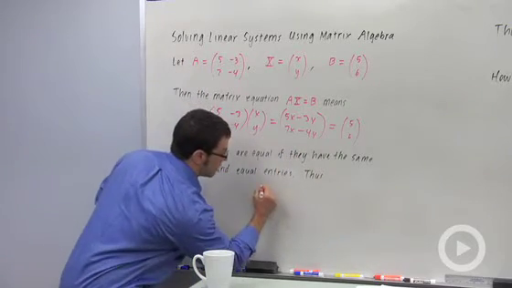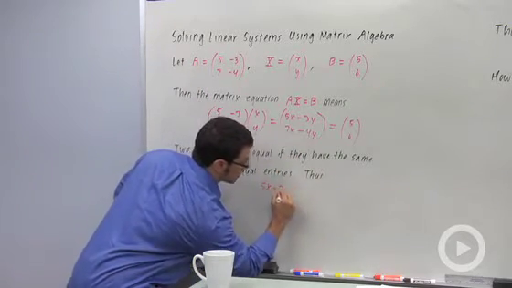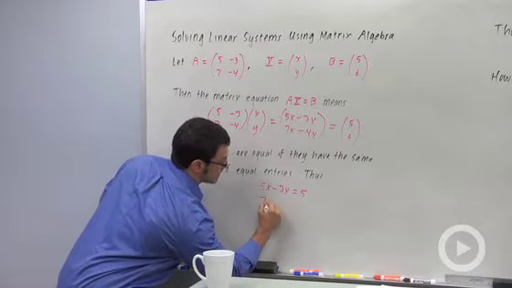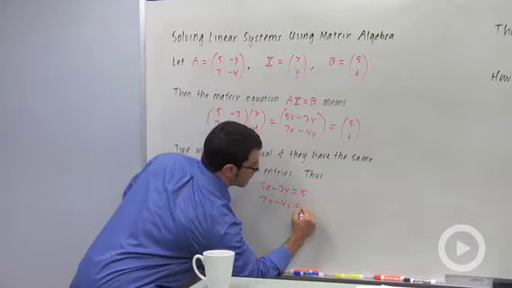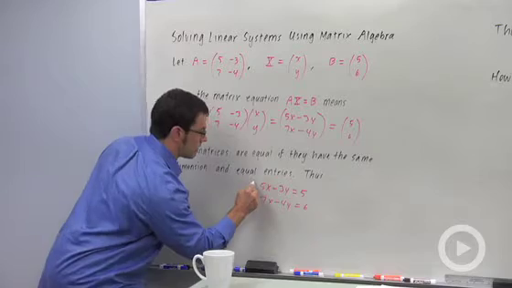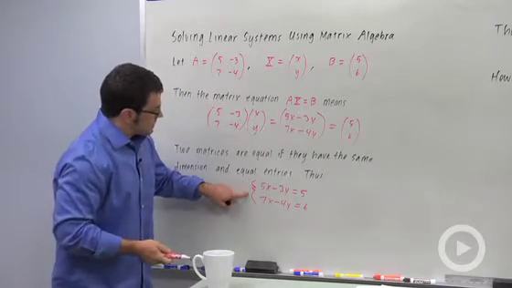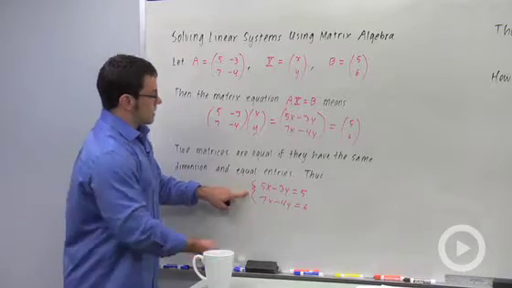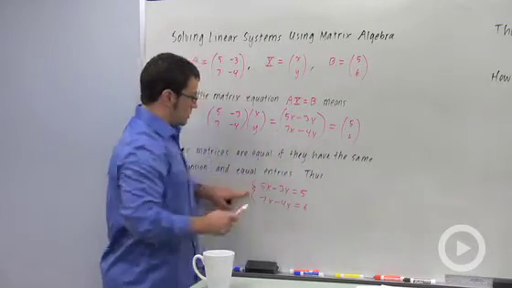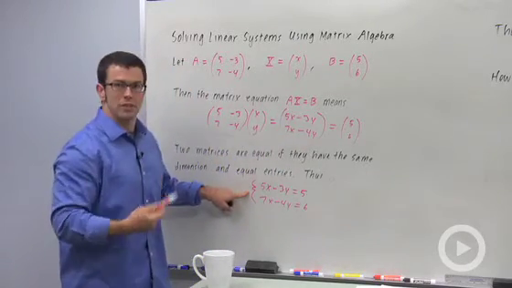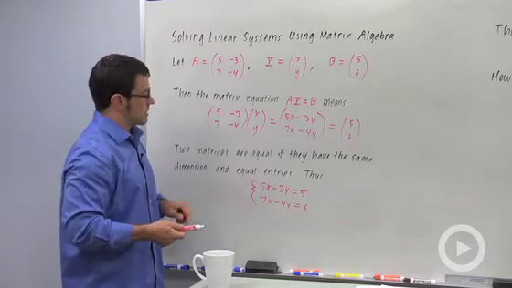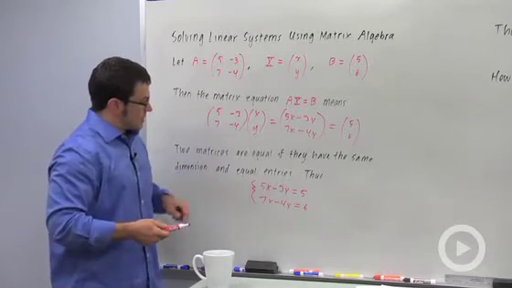So let me just write that down. 5x minus 3y equals 5, 7x minus 4y equals 6. Now, this system is a system of linear equations. This linear system is completely equivalent to the matrix equation AX equals B, and this suggests a way that we can use matrix equations to solve linear systems. So let's focus on solving this linear system.